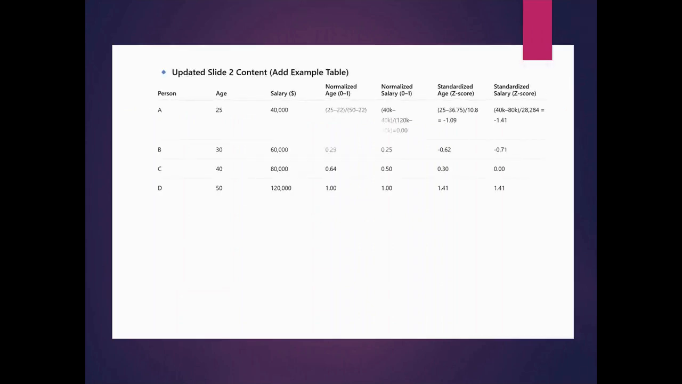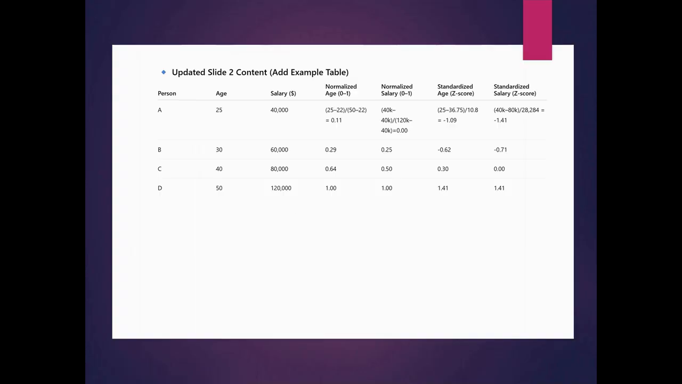So now in this example, let's look at a real-world example of why normalization and standardization are very important. Look at this table here. We have two features: one is age, another one is salary. Age ranges from 25 to 50, and salary is from 40,000 to 120,000.